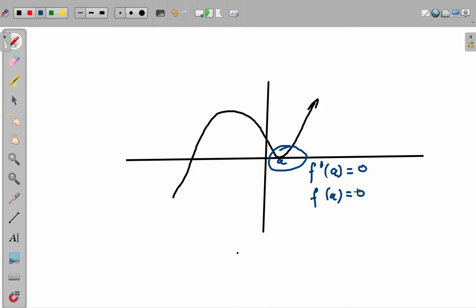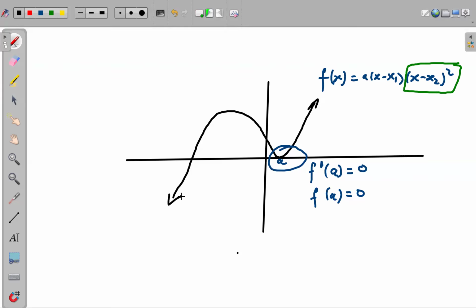Which means you have a situation where a turning point happens to be also what? An intercept. When this happens, usually your function can actually be factorized into something like this. So whenever you have a stationary point which is an intercept, that's usually the situation in your factorizing. I'm saying this because you will need to factorize when you find the intercepts.